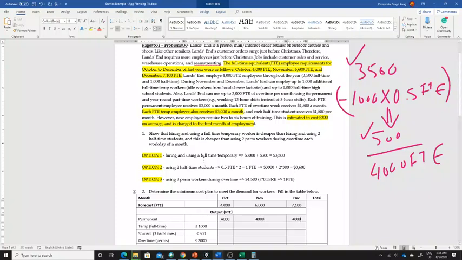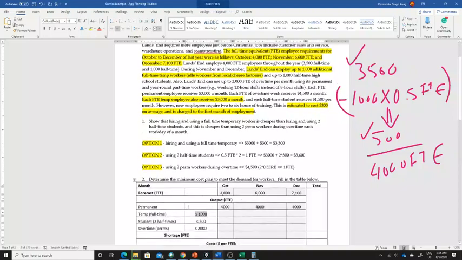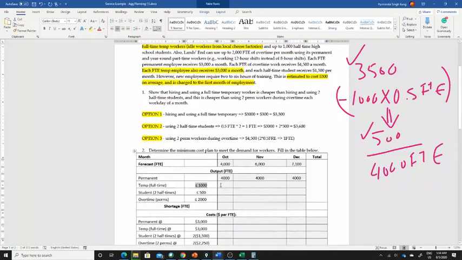Then we can look into the full-time temporary workers. Why do we want to look into the full-time temporary workers next? Because that's kind of a cheaper option, right? Instead of having 2 half-time students and doing overtime. However, within this scenario, you're given a constraint. You can employ 1,000 additional full-time temporary workers, right? So that's where your constraint is given. So my full-time temporary workers should be either 1,000 or less than that, right?